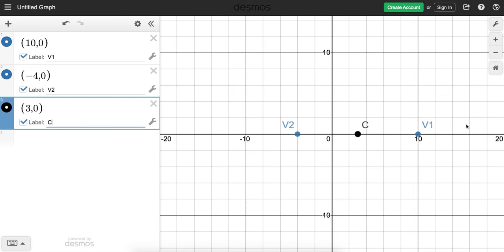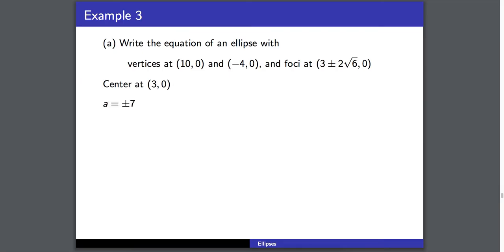For our equation, we have the center. We also need the values of a squared and b squared. We're going to write the standard form, by the way. The value of a is the distance from your center to any one of your vertices. From (3, 0) to (10, 0), we count over 7 spaces, and also 7 spaces to the left to get to our other vertex. So a could be plus or minus 7, it doesn't matter. So a squared is 49.